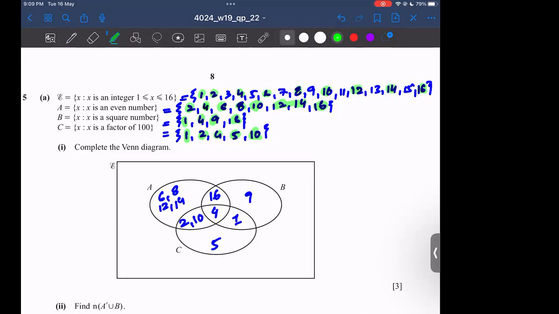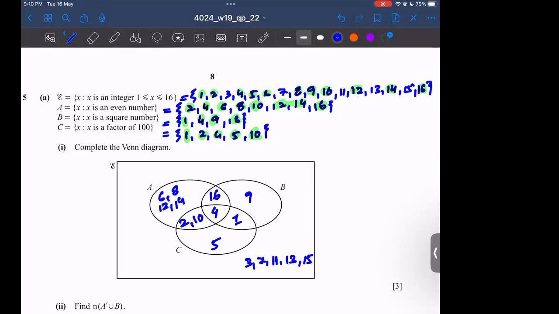So all the values are going to be cancelled from the universal side as well. 9 and then 5. What is left over? Left over is 3, 7, 11, 13, and 15. So this is the complete Venn diagram of this question.